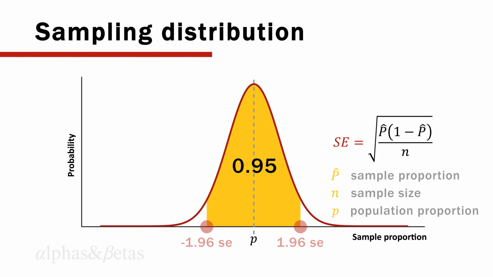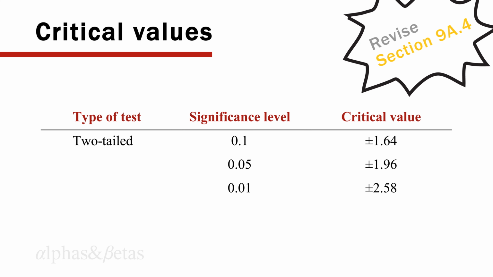We want to find the quantiles that would give a probability of 0.95 in the middle of the standard normal distribution. This leaves 0.05 across the two tails. In the previous section, we found the critical values that would give a probability of 0.05 across the two tails are minus 1.96 and 1.96.